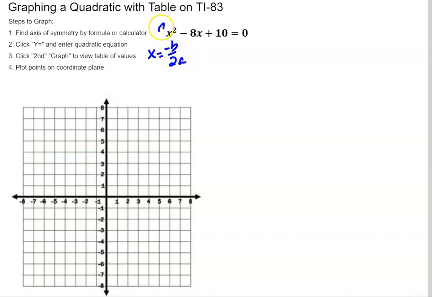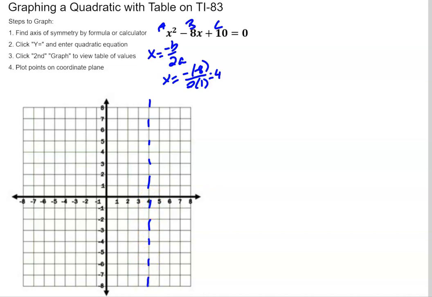Now my a is here, my b is negative 8, and my c is 10. So if I want to solve for the axis of symmetry, I put negative 8 in for b, divide that by 2, and my a is 1. So this will give us an axis of symmetry at 8 divided by 2, which is 4. So on my coordinate plane, I'm going to draw my axis of symmetry. It's just shown by a dashed line.